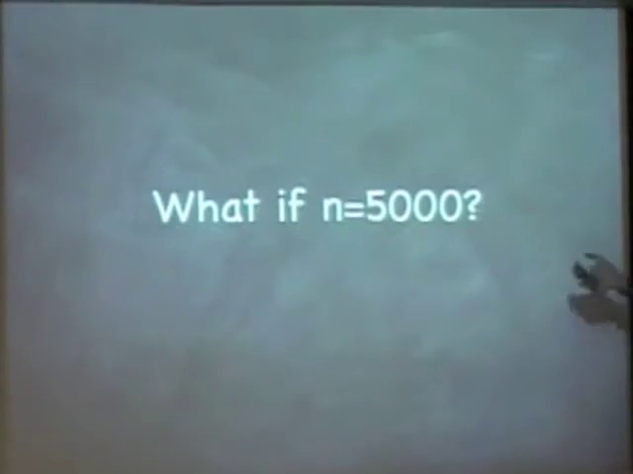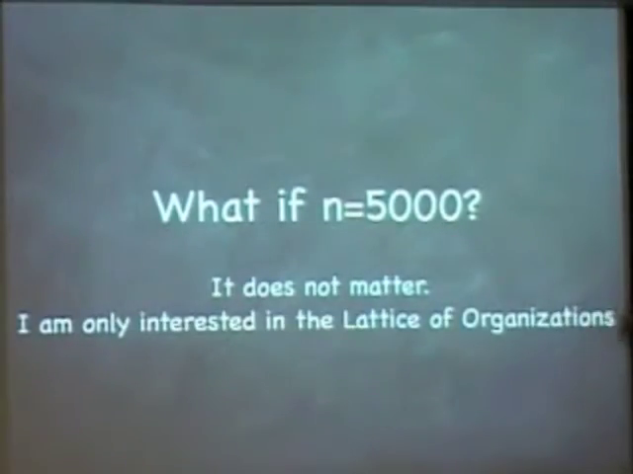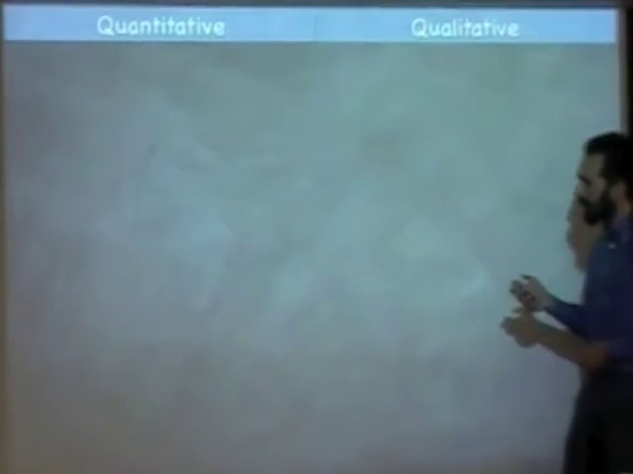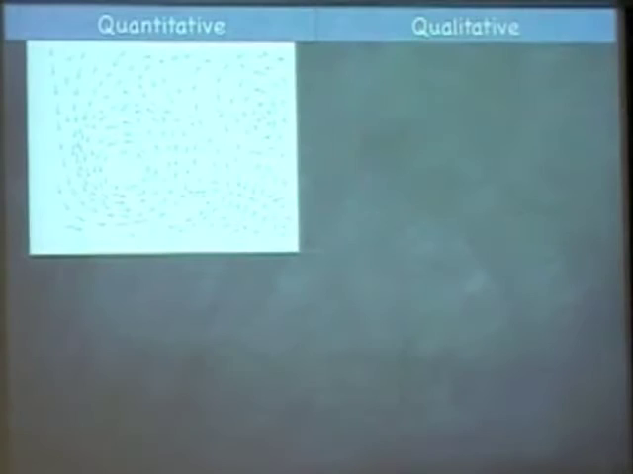Now the next, so again, what if n is equal to 5,000? Well, I don't care, because I'm only interested in the lattice of organizations, which normally have many, many points less. We don't have 2 elevated to 5,000, much less. I don't take questions right now because I'd like to reach the end.